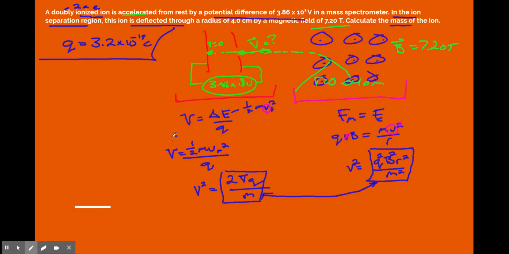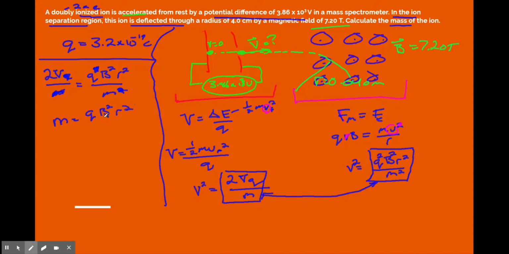So I am going to carve off a little piece of my page over here to do the rest of this. If this is a formula for speed squared, 2 times the voltage times the charge divided by the mass, and this is also a formula for speed squared, q squared, B squared, r squared over m squared, we can cancel a mass to make our life a little easier, and rearrange for mass. Mass should equal, well, we can get rid of a q while we're at it too, q B squared r squared over 2 times the voltage.